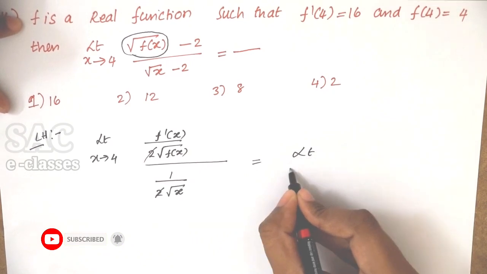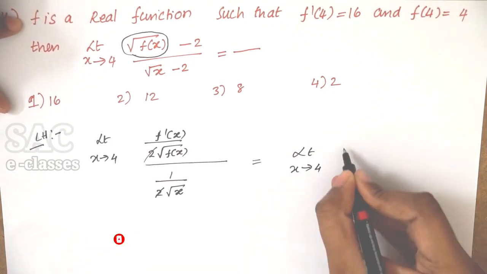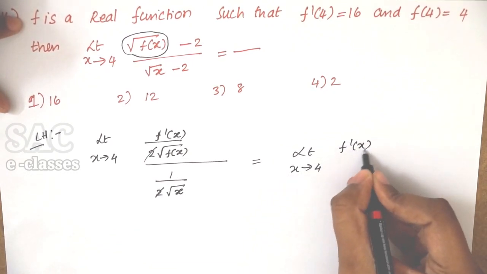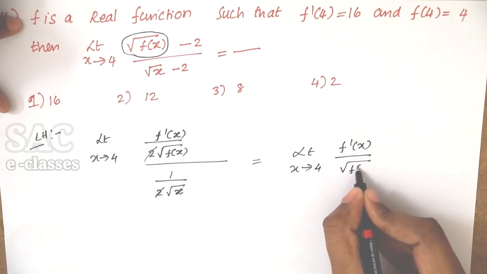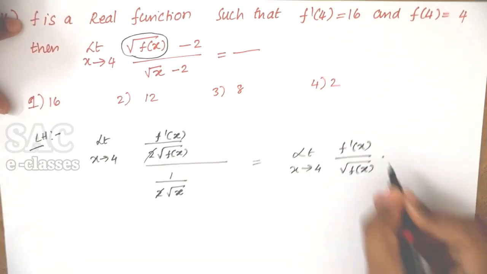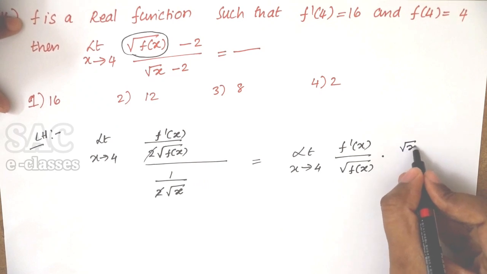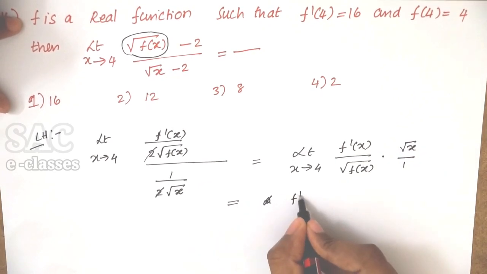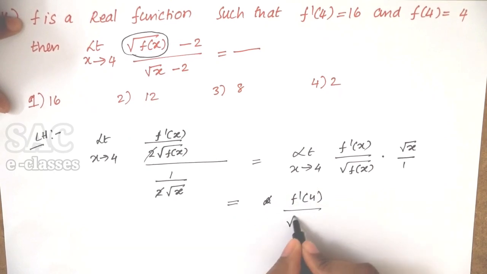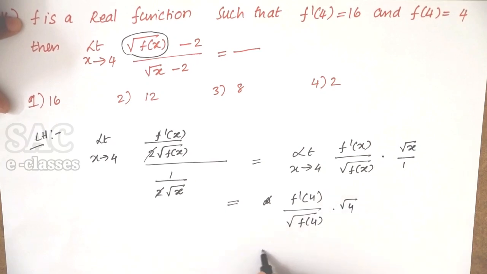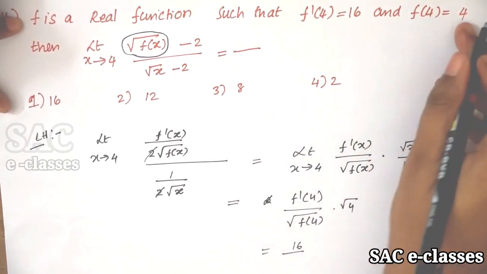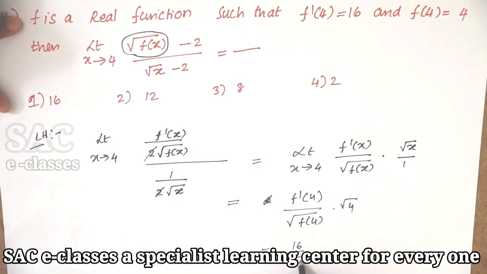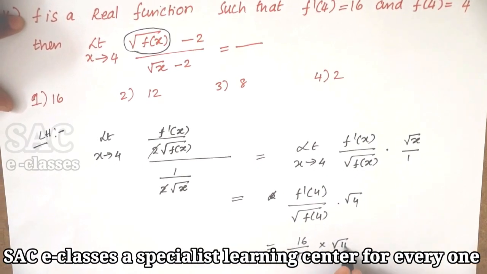So limit x tends to 4, f dash of x by root over f of x into root x by 1. Apply the limit. Now f dash of 4 by root over f of 4 into root 4. F dash of 4 value is already there, 16, root f of 4. We already have the value, root 4 into root 4.